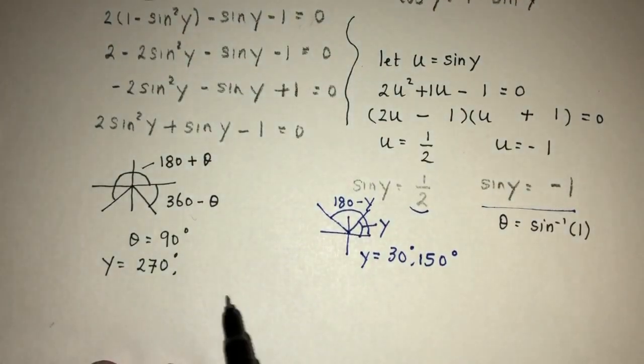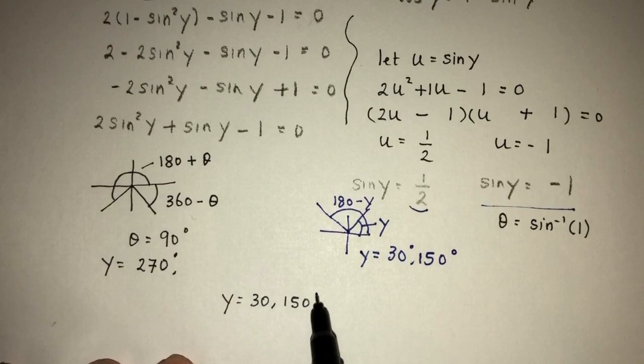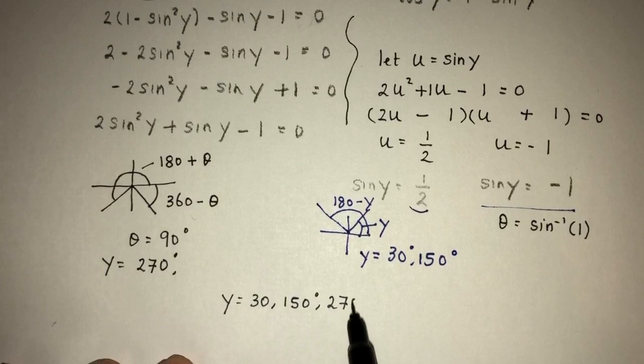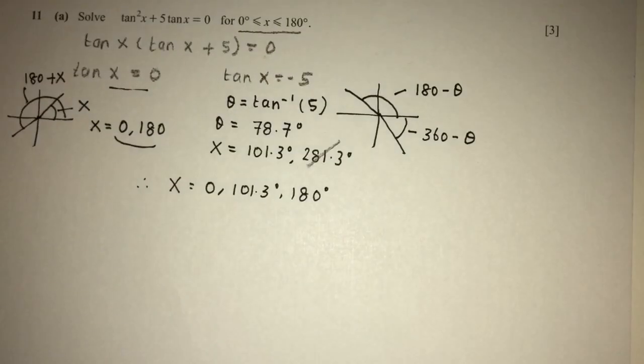So in the end, we have three values. Y will be 30, 150, and 270 as your values for y. That is part B of the question.